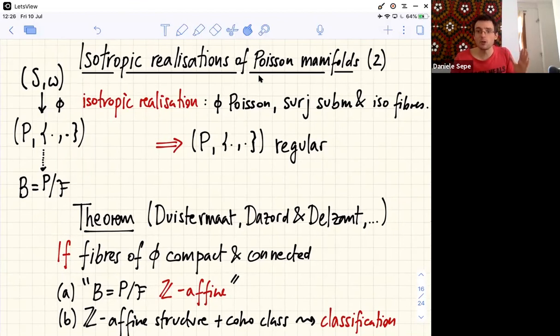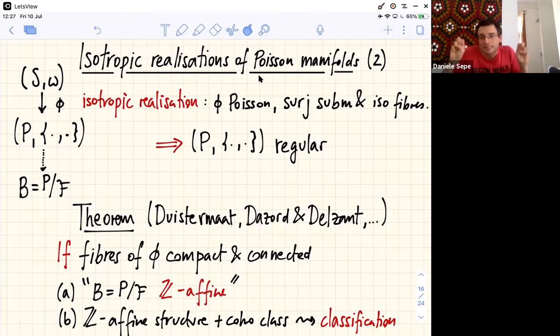So there are several people here that have applied more sophisticated language than the one used by Duistermaat, Dazord and Delzant, or the one that I am more familiar with. But for our purposes, our meaning Poisson geometers, their observations are very, very profound in some sense. So if I assume in addition that the fibers are compact and connected, the leaf space is integral affine.